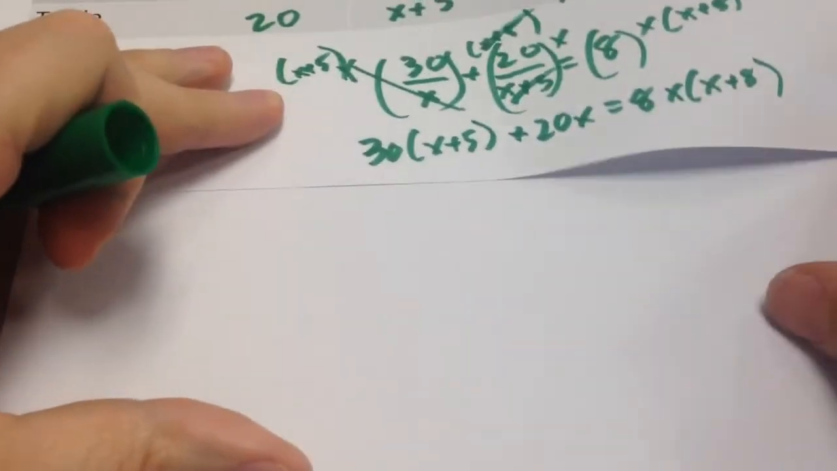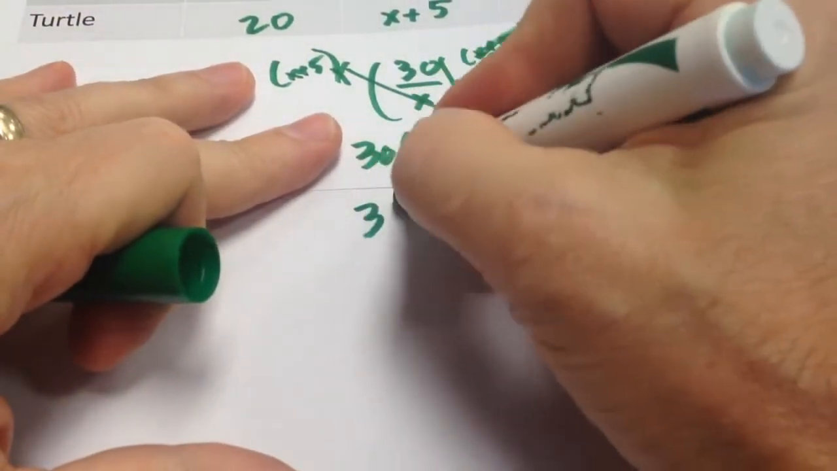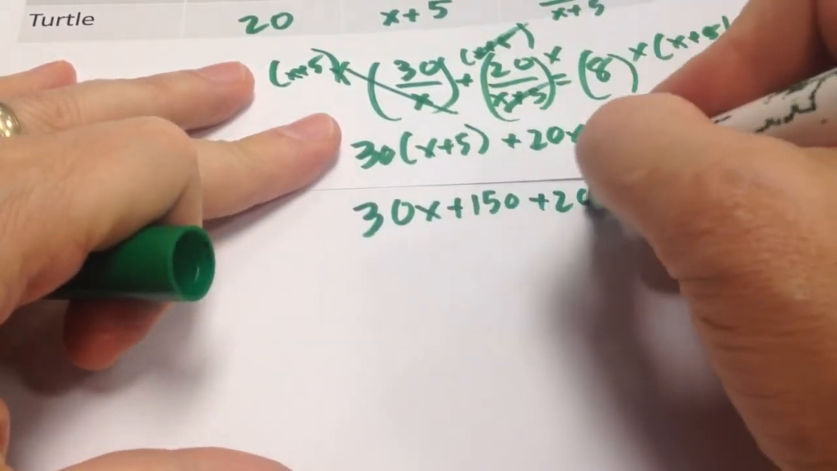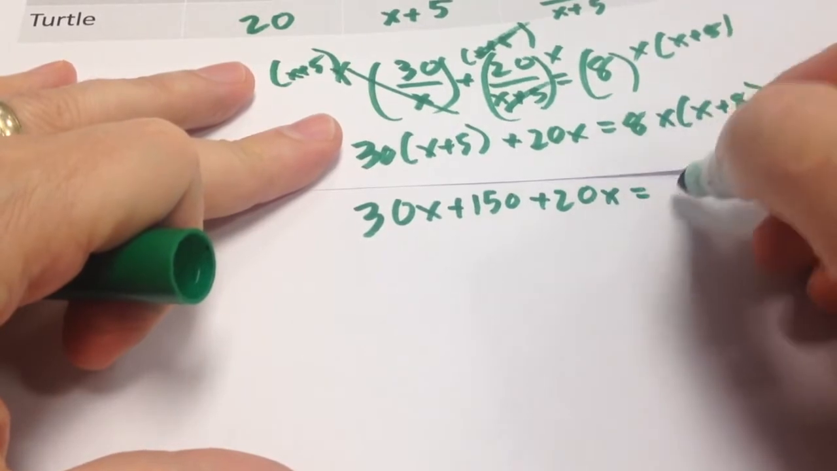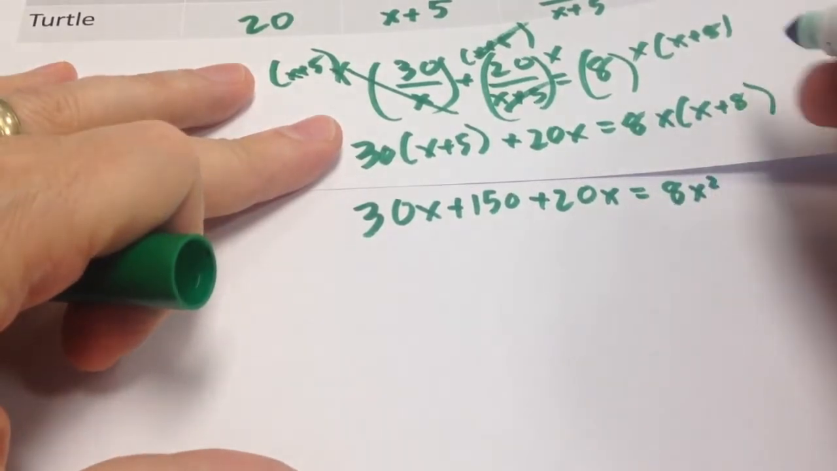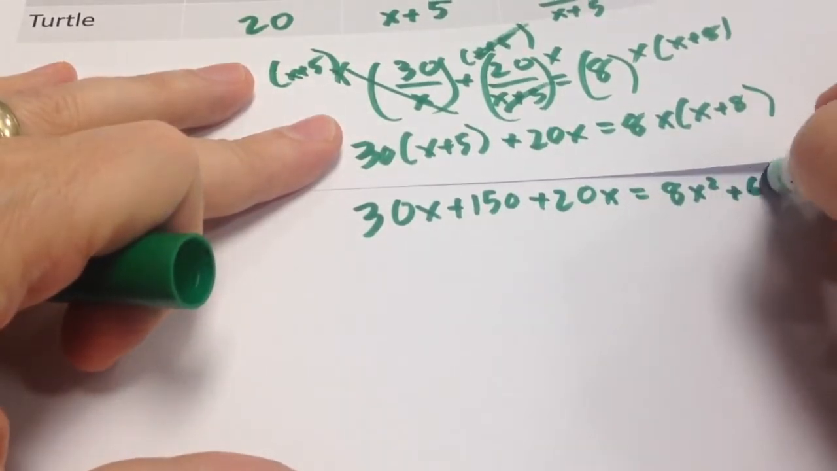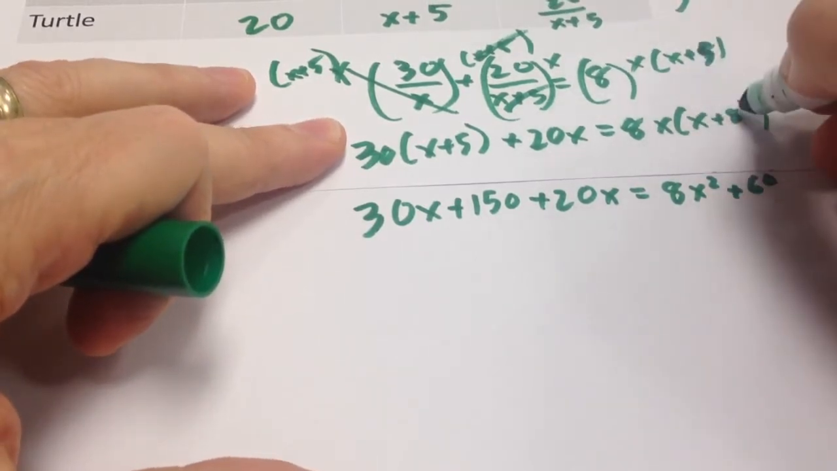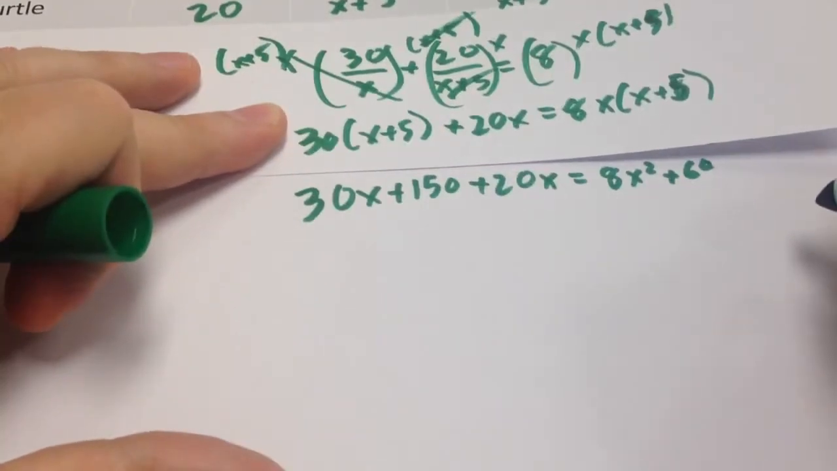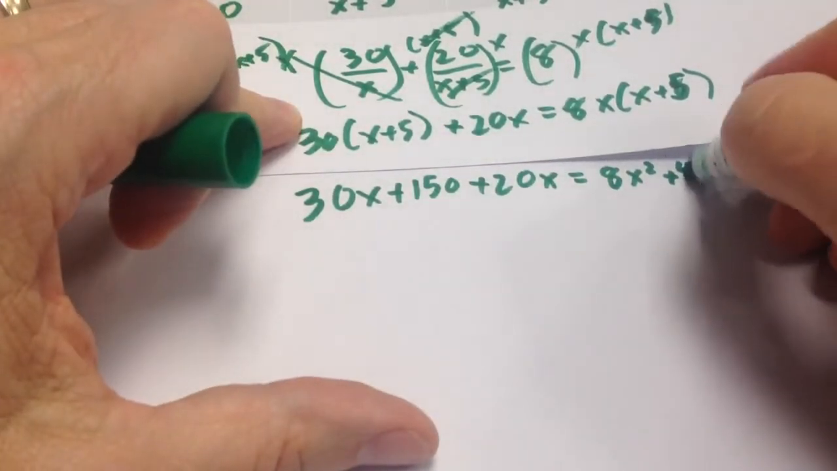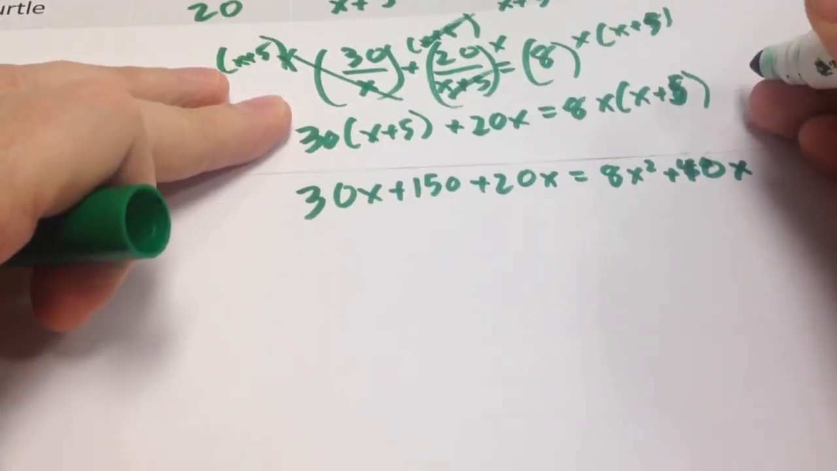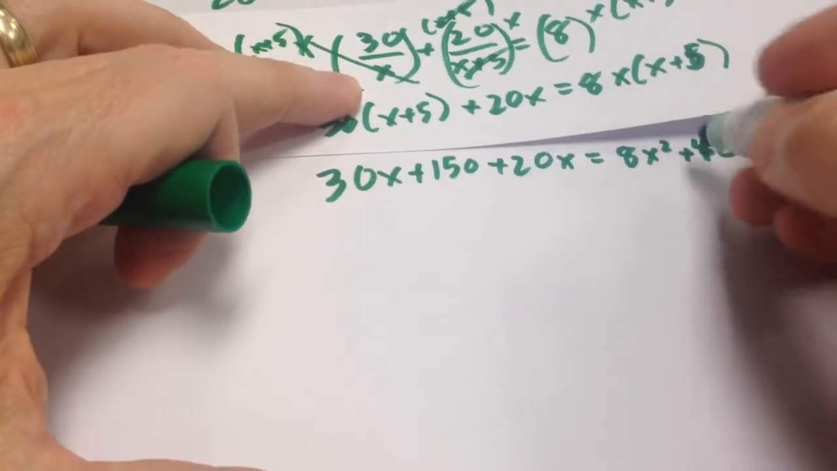Okay, so that's going to be 30x plus 150 plus 20x equals, it's going to be 8x squared and 40x. No, I wrote something down wrong. That should have been a 5. Can't read my own handwriting. That's a 5. And so that's going to be 40x. All right. And then I'm going to get everything to one side of the equation.